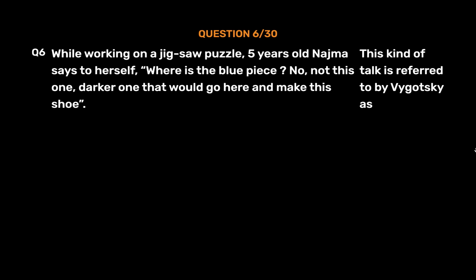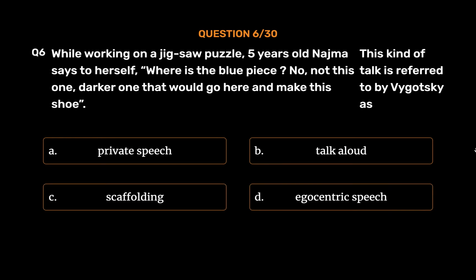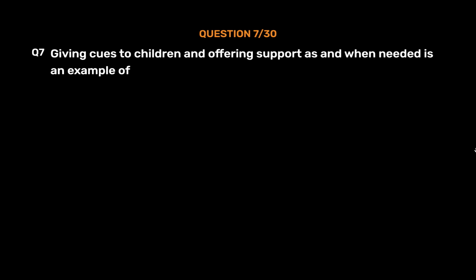Question number 6. While working on a jigsaw puzzle, 5-year-old Najma says to herself, "Where is the blue piece? No, not this one, darker one that would go here and make this shoe." This kind of talk is referred to by Vygotsky as Option A. Private speech. Option B. Talk aloud. Option C. Scaffolding. Option D. Egocentric speech. The correct answer is Option A. Private speech.